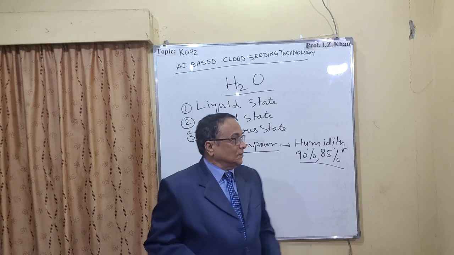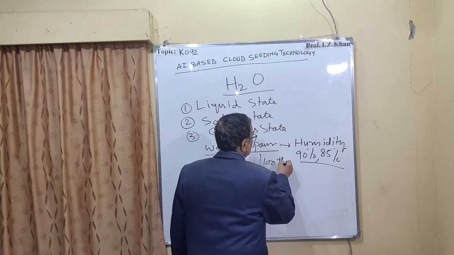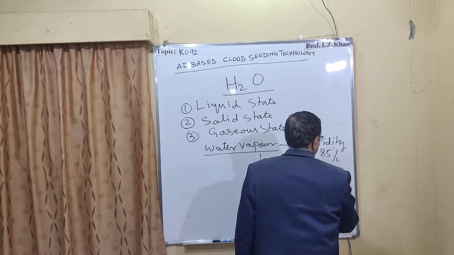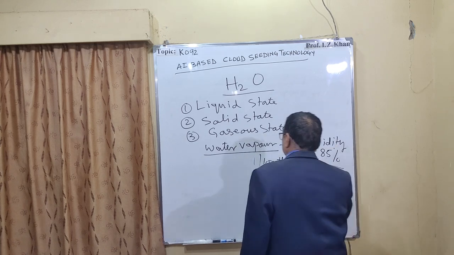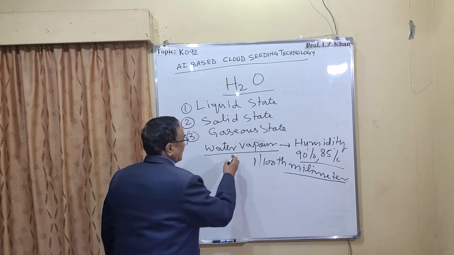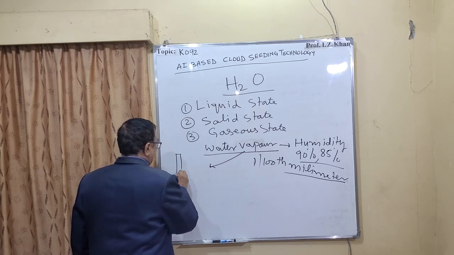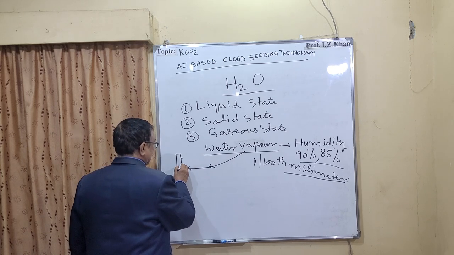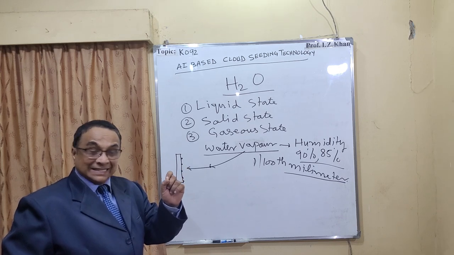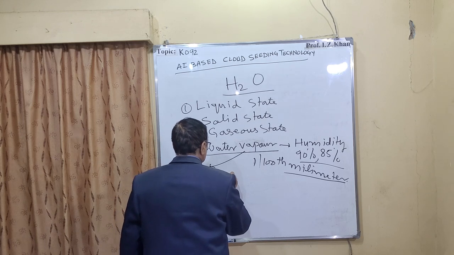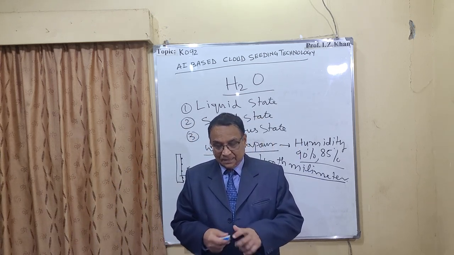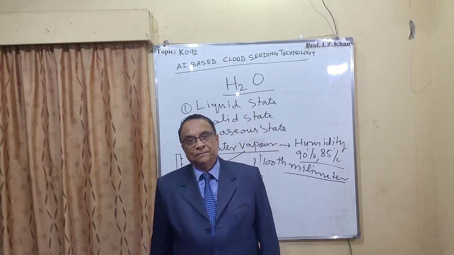And each droplet is having the size of 1/100. So small size. And the same water vapor, if it is falling on some surface, then it is condensed into droplets. If on any surface water vapor is falling, what will happen? There will be condensation. Condensation is the main scientific procedure of formation of cloud.